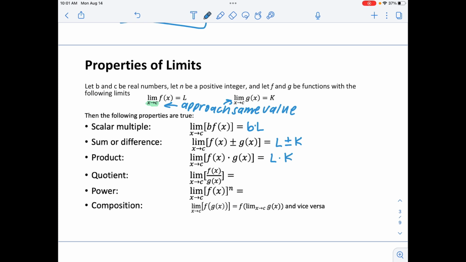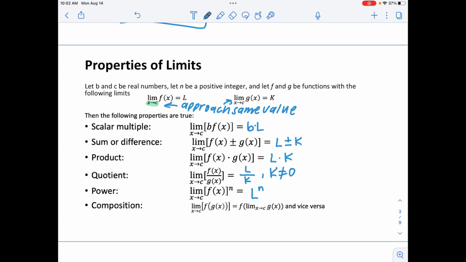Quotient rule is the limit as x approaches c of f of x divided by g of x is their limits divided. But remember, this only applies if k does not equal 0, because you can't divide by 0. The power rule is the limit as x approaches c of f of x to the n power is the limit to whatever power n is. So it would be like L cubed or L to the 4th power, depending on what that is.